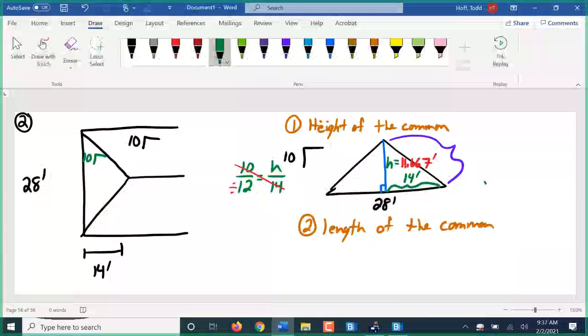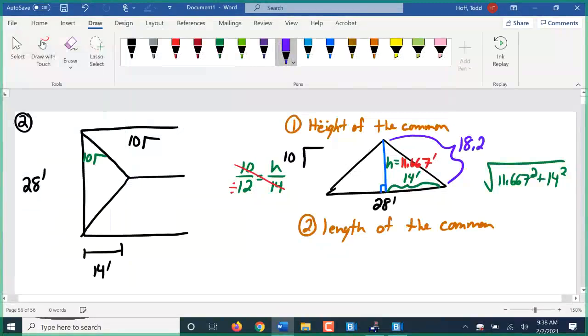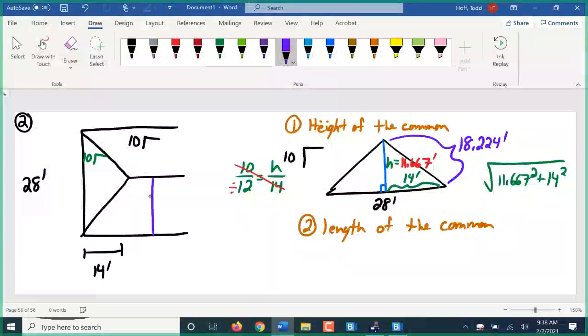Which, of course, is the square root of that 11.667 squared plus the 14 squared. That's 18.224 feet. That is the length of our common rafter. So that means if we come over here, this is 18.224 feet.